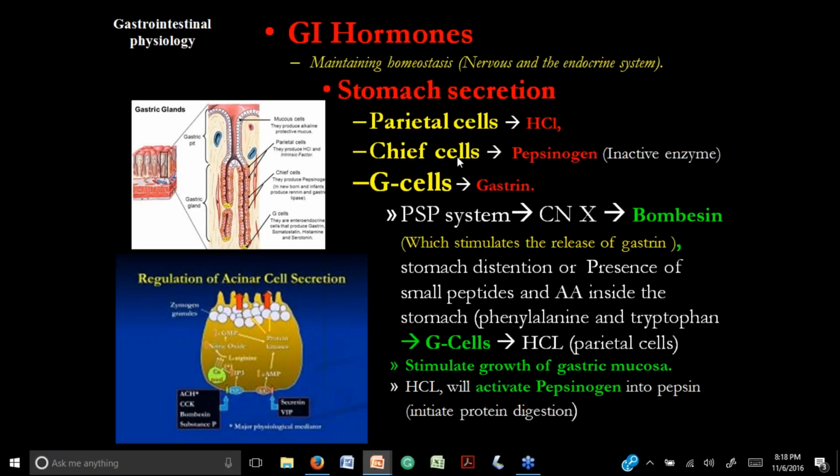The chief cells are also part of this. If you see here, if this is the stomach, we have the glands of the stomach, and they go like hills up and down, and the lining of this mucosa is made of these cells, and these cells are specialized. For example, at the bottom of this gastric gland, we have the G cells. G cells are the gastrin cells that produce the gastrin.